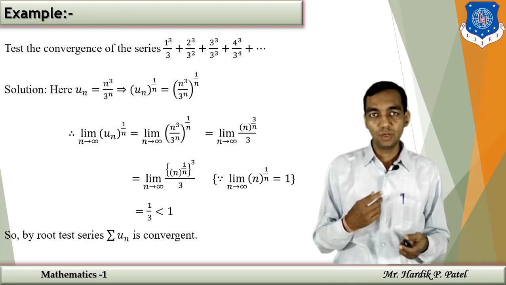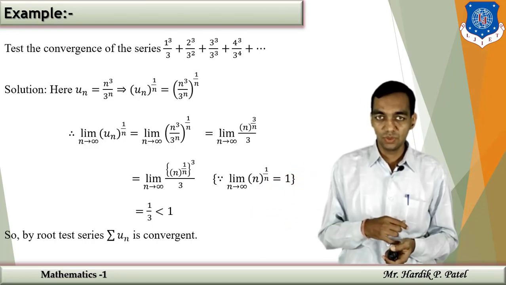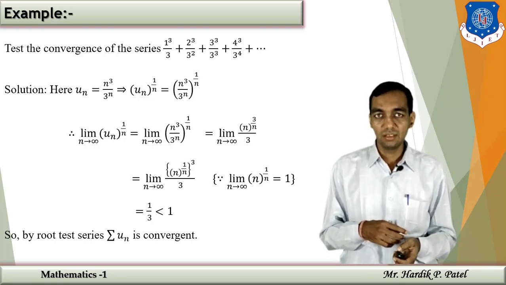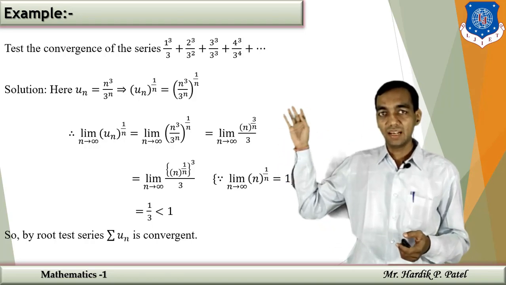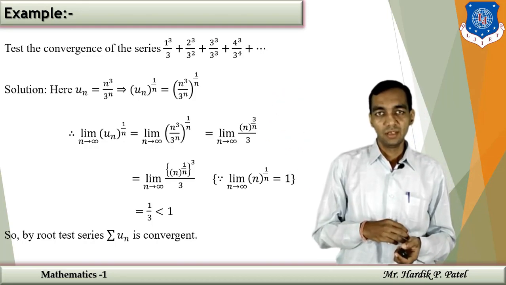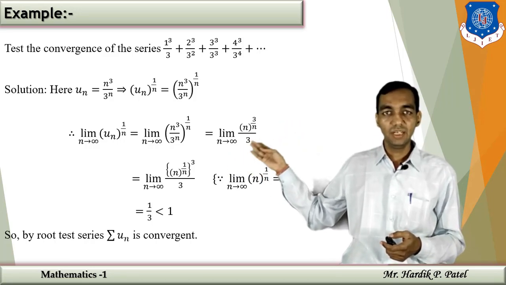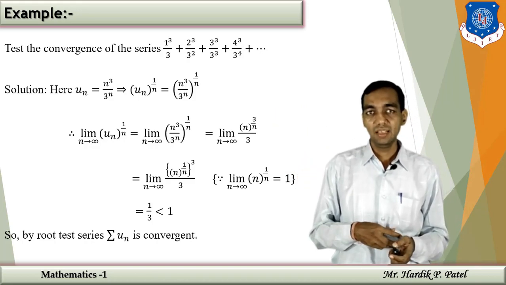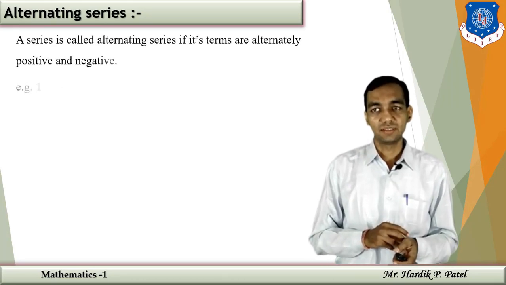So un raised to 1 upon n is equal to (n cube upon 3 raised to n) whole raised to 1 upon n. Applying the limit and separating the numerator and denominator, that will give you n raised to 3 by n divided by 3. Now we write n raised to 3 by n in the form of (nth root of n) whole cube, because we are aware of the limit of nth root of n. The nth root of n, where n tends to infinity, has a value 1, so it will be 1 cube divided by 3, that is 1 by 3, which is less than 1, and therefore your series is convergent by root test.